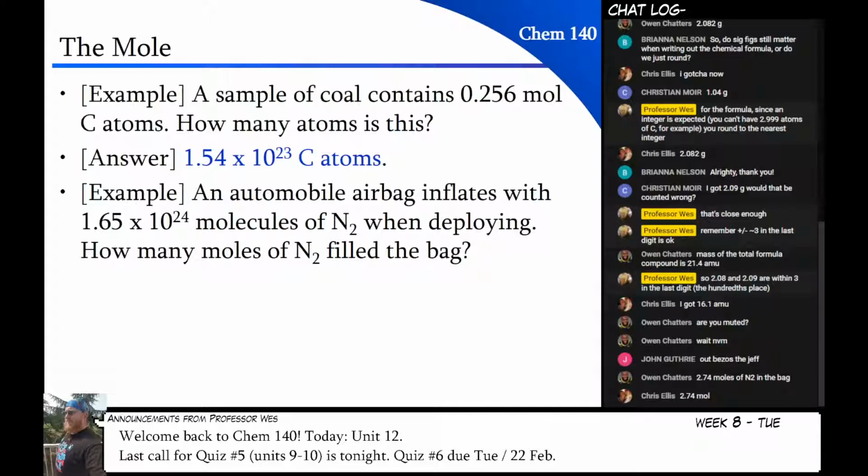All right, let's go over the solution here. If I want to turn this into moles, first I'd have to cancel out molecules of N2 and turn that into moles. And in a mole, there are Avogadro's number.